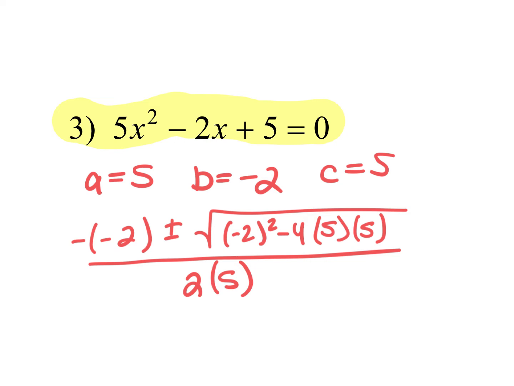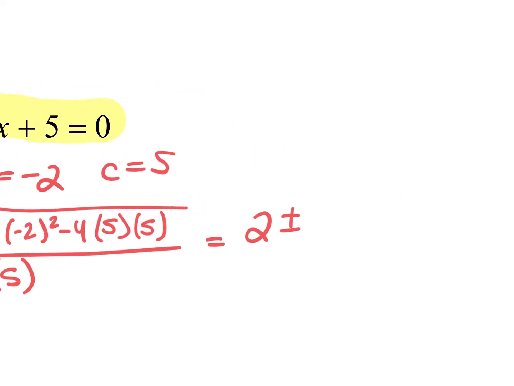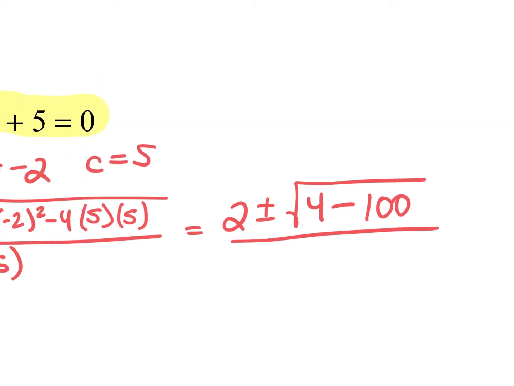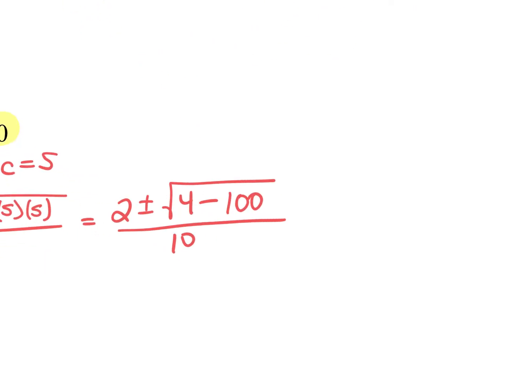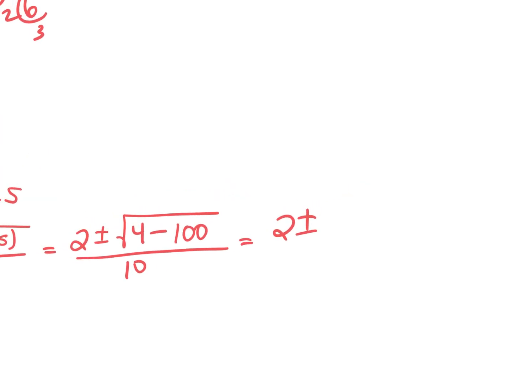When we simplify, what's a negative -2? Positive 2, good. Plus minus. What's negative 2 squared? 4. Minus, what's 4 times 5? 20 times 5. All over what? 10? All right, good. Keep going. So I have 2 plus minus. What is 4 minus 100?